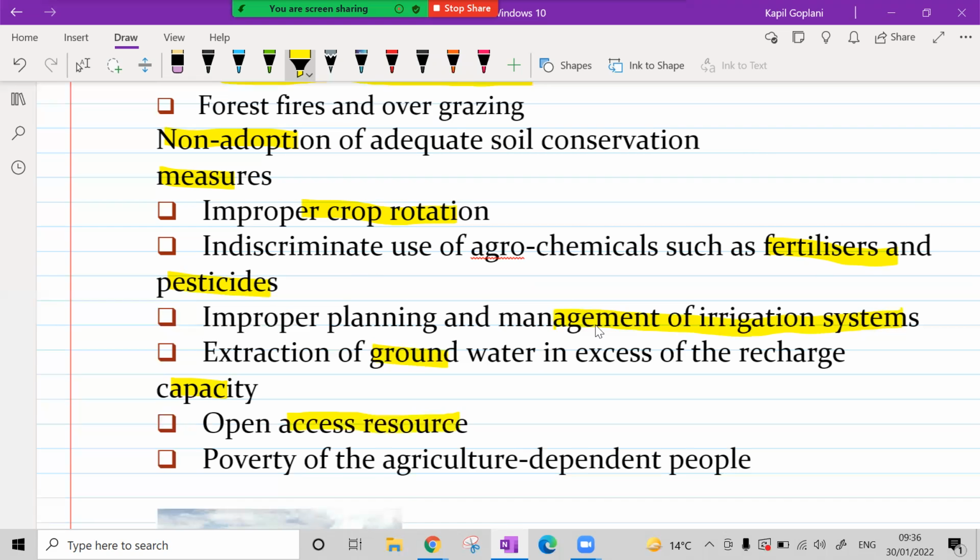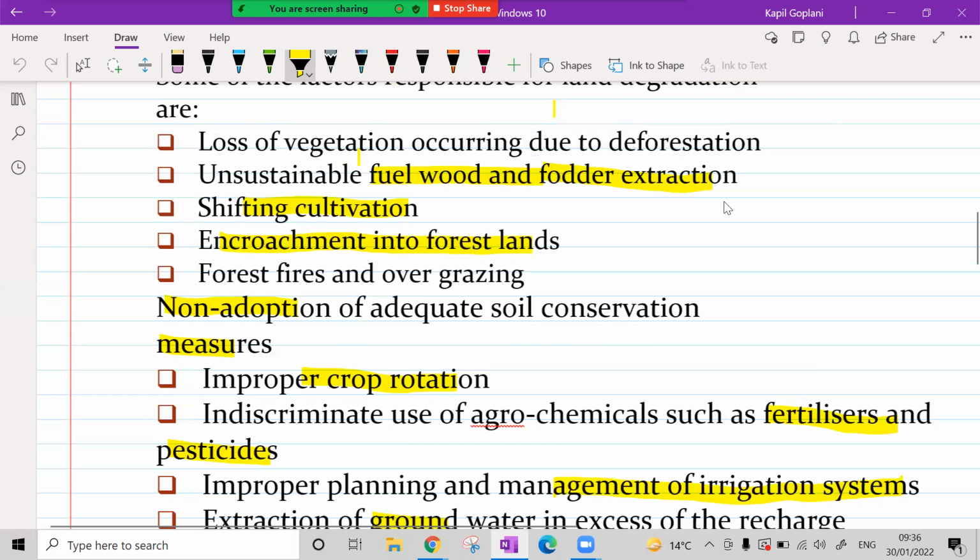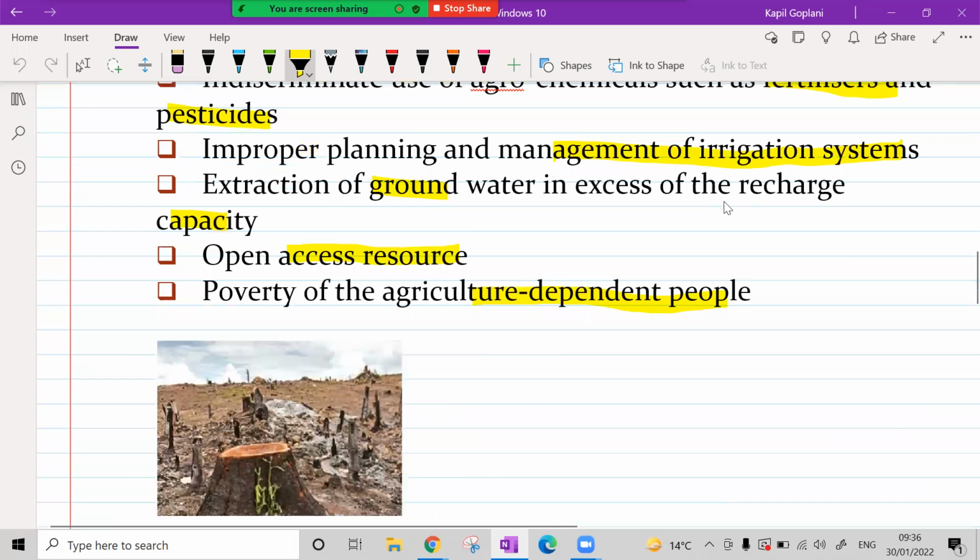Next is open access resources, which are being utilized by many persons many a time, and that is also affecting the land. And last is poverty of agriculture dependent people. Many times they do not have that much money for manure, for biochemicals, for biofertilizers. So if they don't have such components, how can they improve the land quality? So the first problem is clear, land degradation. Is it clear to everyone?